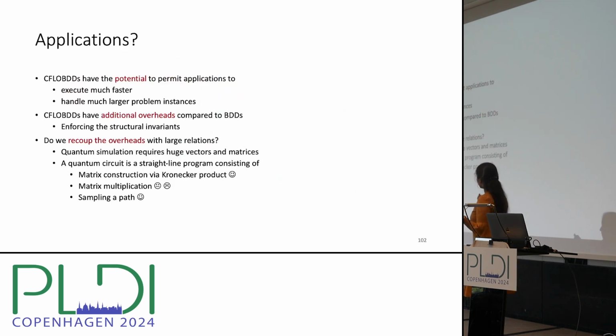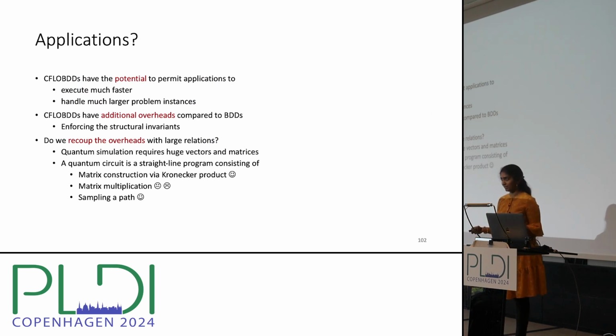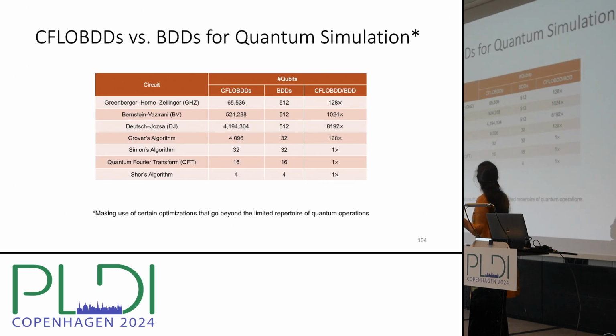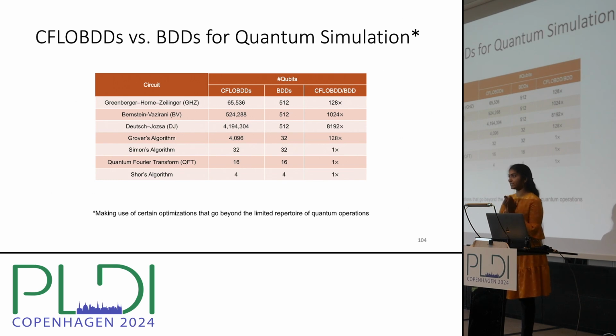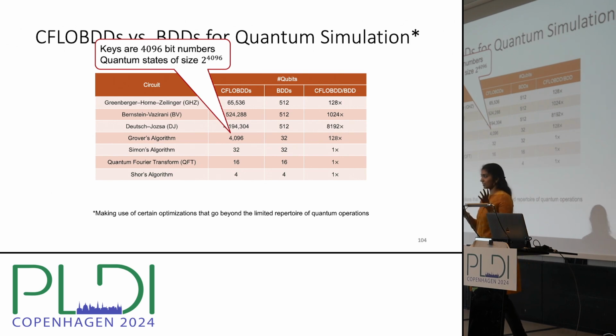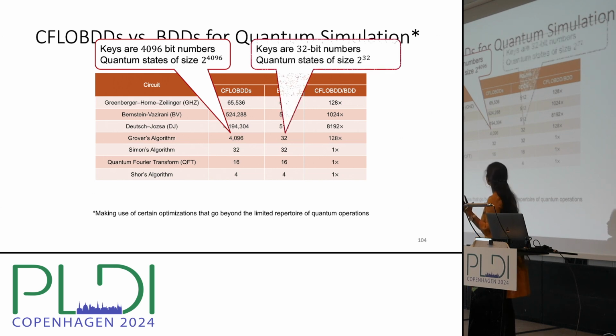So now we have seen how they're better than BDDs. Can they do something good? So yes, in quantum simulations, we have seen that they give some good results. We have tested on some quantum benchmarks. We tested CFLOBDDs and BDDs, and we observed that they give pretty good results in some cases, as much as they can represent a structure of 2 power 4096 elements, but a BDD would represent 2 power 32 elements.